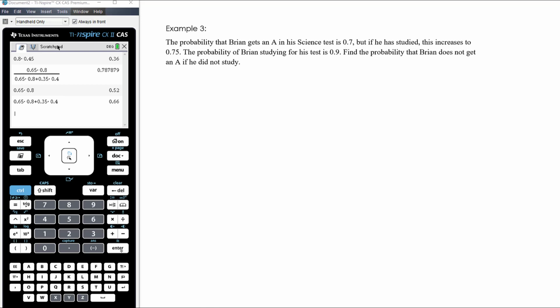Example 3. Probability that Brian gets an A in his science test is 0.7, but if he has studied, this increases to 0.75. The probability of Brian studying for this test is 0.9. Find the probability that Brian does not get an A if he did not study. Okay, so again, I'm going to think tree diagram because the result depends on whether or not he studied. Okay, so he studies or doesn't study. Okay, and then he either gets an A or doesn't get an A.